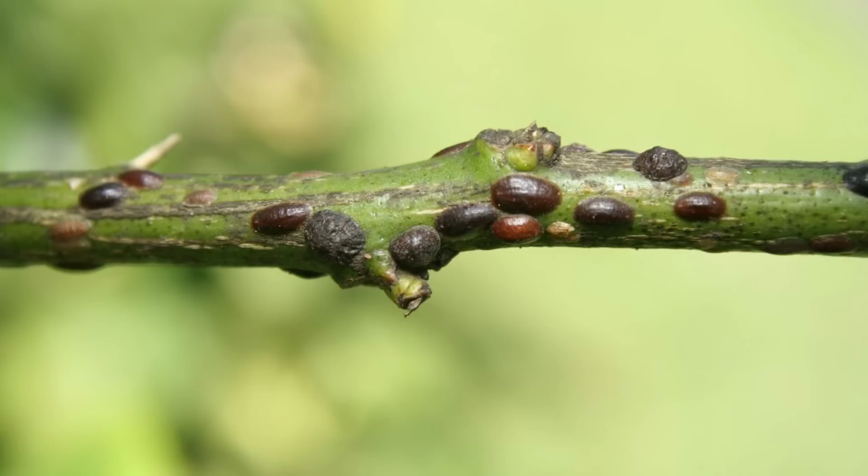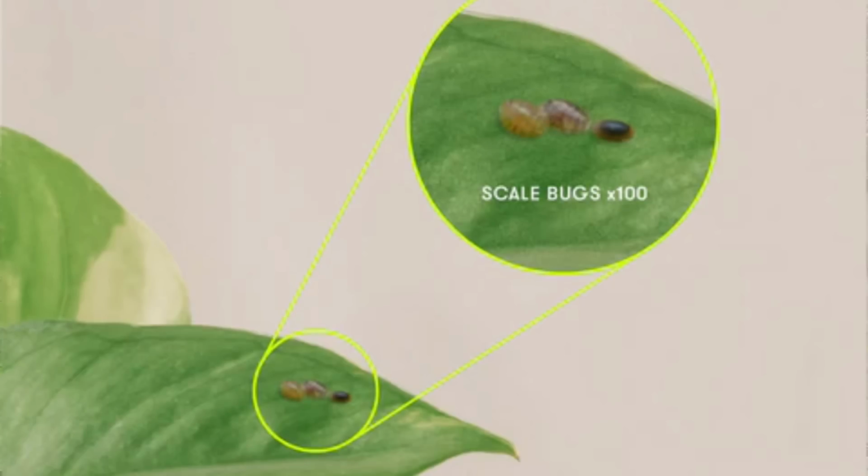Next, we are going to be talking about scale. If you've ever seen these little circular brown or black dots on the leaves of the plants, that's scale. They're these tiny little bugs that attach themselves onto the leaves, and they basically start to slowly suck out all the nutrients and all the moisture from the plant. And they're going to cause the leaves to turn yellow and dry up and die.